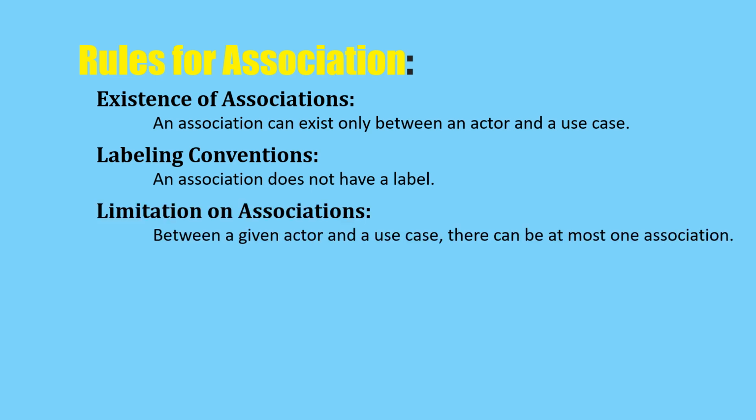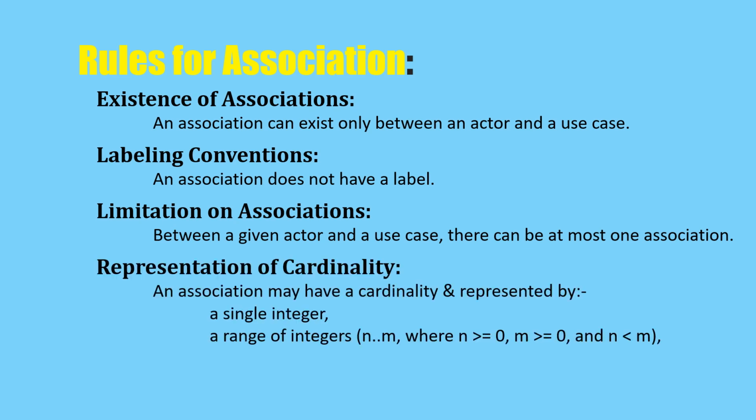Limitation on association between a given actor and a use case: there can be at most one association. For example, in an online shopping system, the customer actor should have a single association with the place order use case to avoid redundancy.